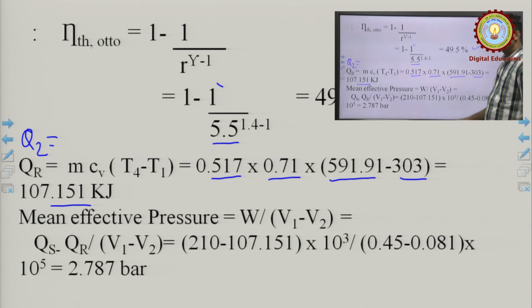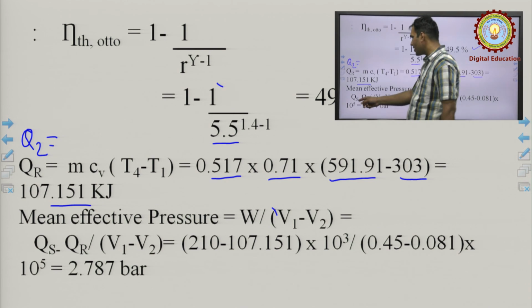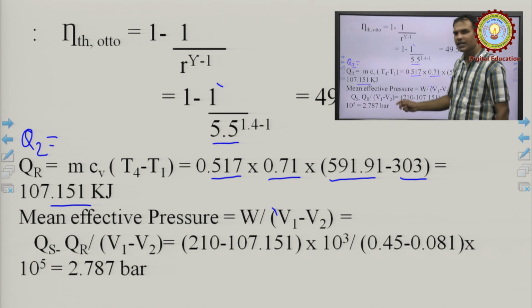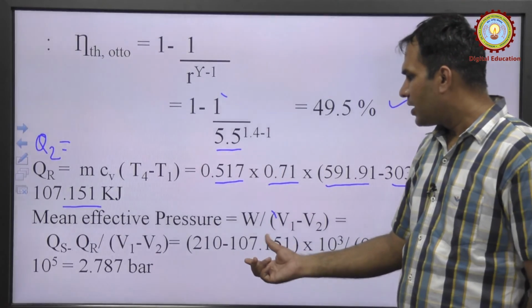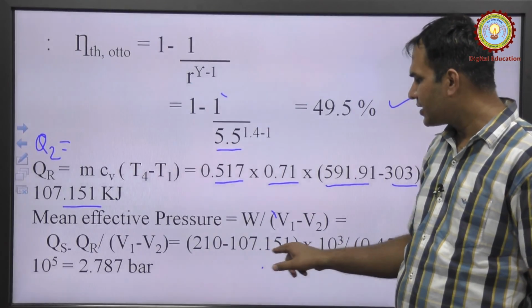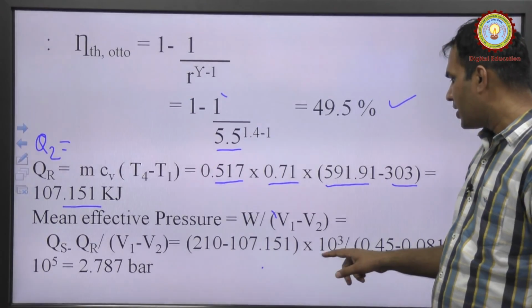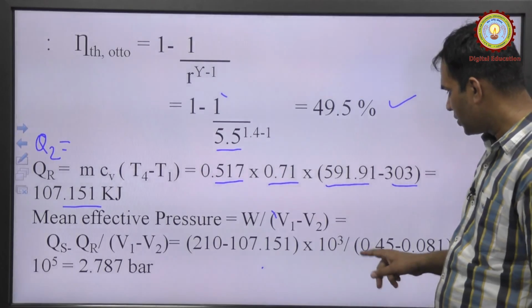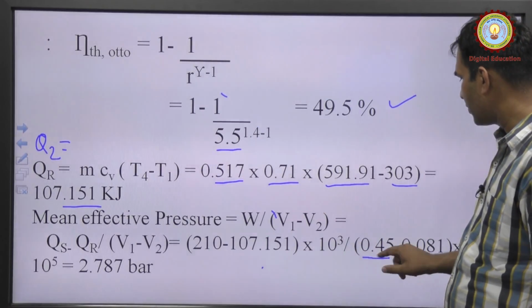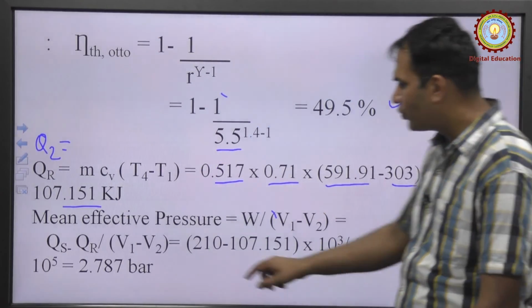Mean effective pressure we have already discussed; it is given by the work done per cycle divided by the swept volume. So W divided by V1 minus V2, which is equal to Qs minus Qr, heat supplied minus heat rejected, divided by V1 minus V2. V1 is the total volume and V2 is the clearance volume. So heat supplied was given as 210, and heat rejected Q2 we have calculated as 107.151, into 10 to the power 3 because we have converted kilojoule into joule, divided by V1, which was given as 0.45, and V2 is the clearance volume.